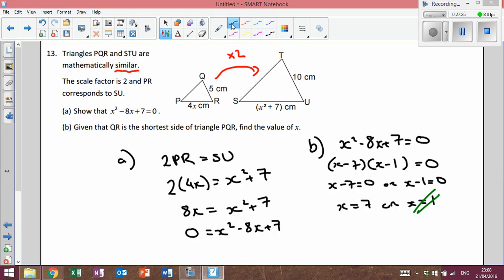should be scored out. In fact, you should have both answers and then score that out and say x equals 7 as QR is shortest side. So just put in your reasoning as well, just be really clear.